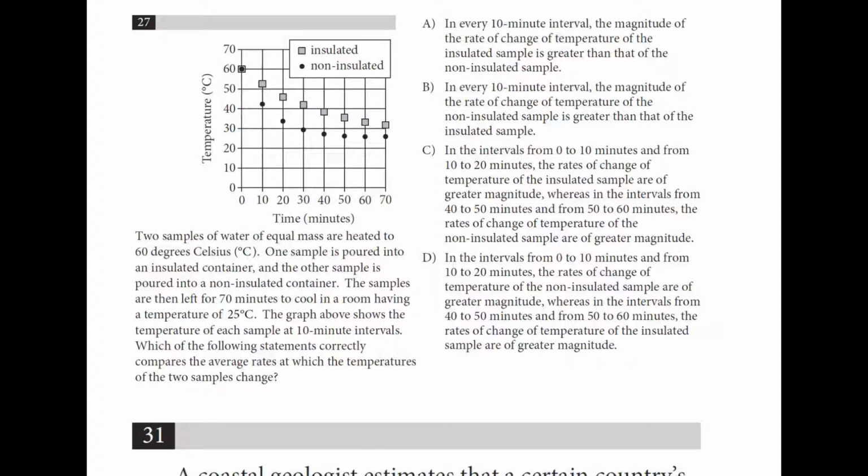27. Two samples of water of equal mass are heated to 60 degrees Celsius. One sample is poured into an insulated container, and the other sample is poured into a non-insulated container. The samples are then left for 70 minutes to cool in a room having a temperature of 25 degrees Celsius. The graph above shows the temperature of each sample at 10-minute intervals. Which of the following statements correctly compares the average rates at which the temperatures of the two samples change?